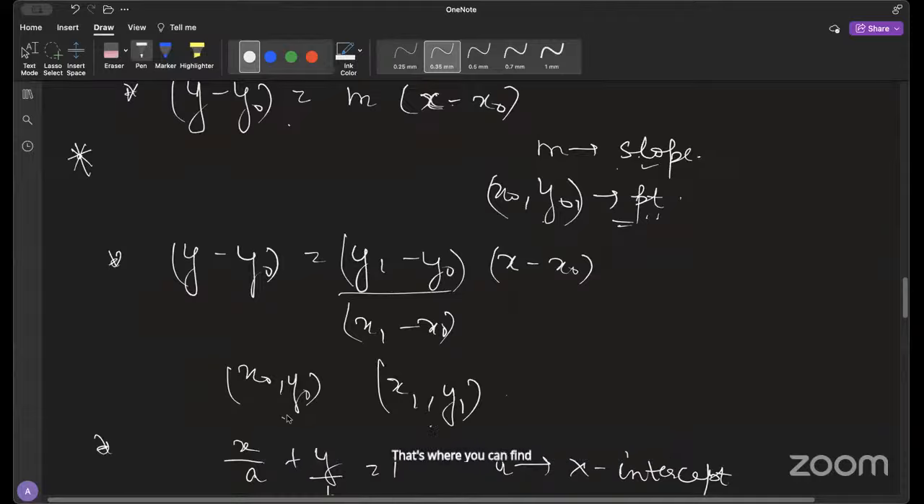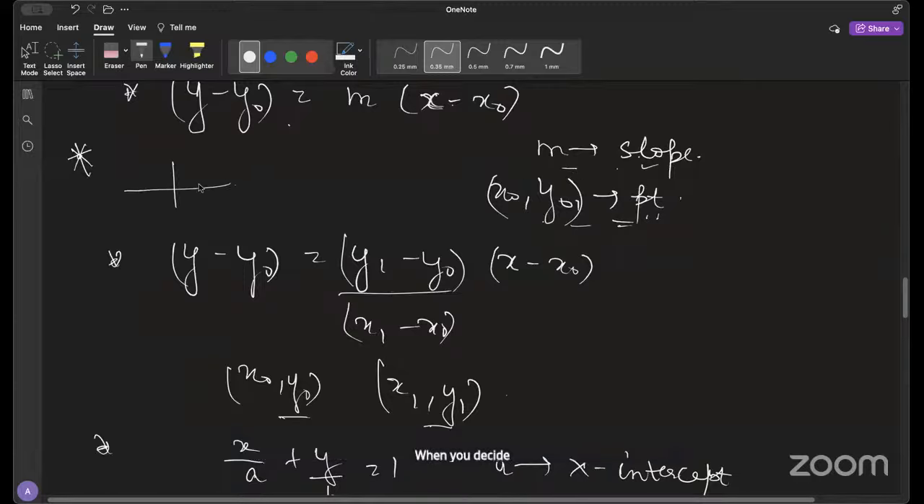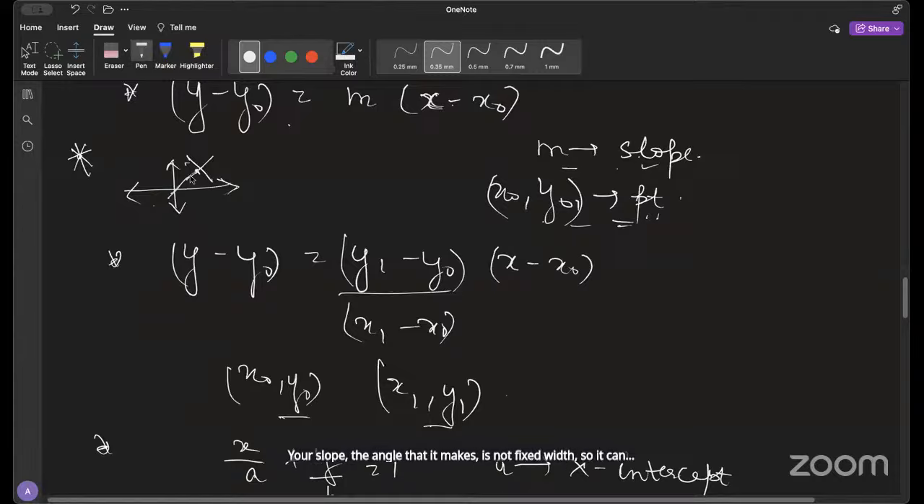You can find the equation of a line when you've been given 2 points, or when you've been given 1 point and the slope. Let's say this is the Cartesian plane, and you've been given this point. If you've just been given a point, the angle the line makes is not fixed. So it could be any line. It could be this line, this line, or this line.